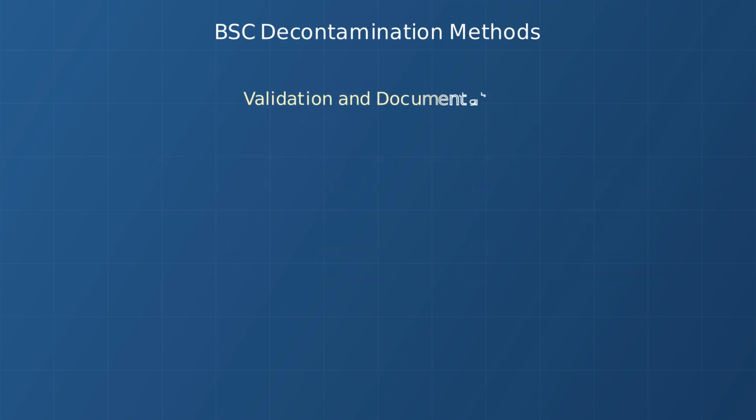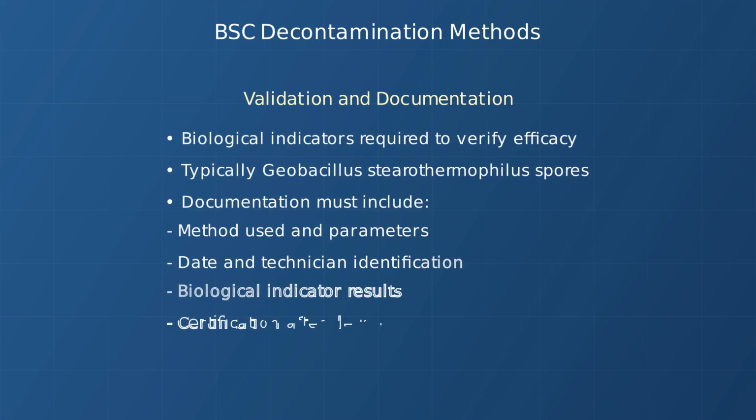Regardless of the method used, proper validation and documentation are essential. Biological indicators, typically Geobacillus stearothermophilus spores, are required to verify efficacy. Documentation must include the method used and parameters, date and technician identification, biological indicator results, and certification after decontamination is complete.